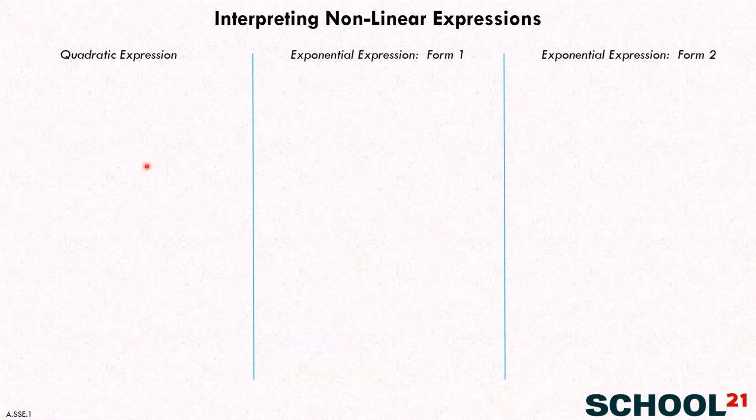Okay, we're here with our student Rita to talk about interpreting nonlinear expressions. Ready to go, Rita? Yeah. Okay, great. So let's just understand what this means. Interpreting means to understand the different pieces and parts and what they mean. Okay? Okay. And a nonlinear expression is an expression that doesn't describe a line.